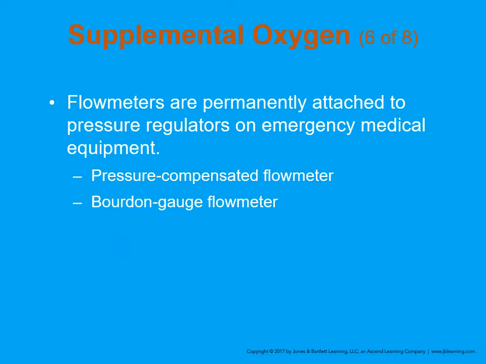Flow meters are usually permanently attached to pressure regulators on emergency medical equipment. A pressure compensated flow meter incorporates a float ball within a tapered, calibrated tube. It is affected by gravity and must always be upright. The Bourdon gauge flow meter is a gauge calibrated to record flow rate. It can be used in any position.